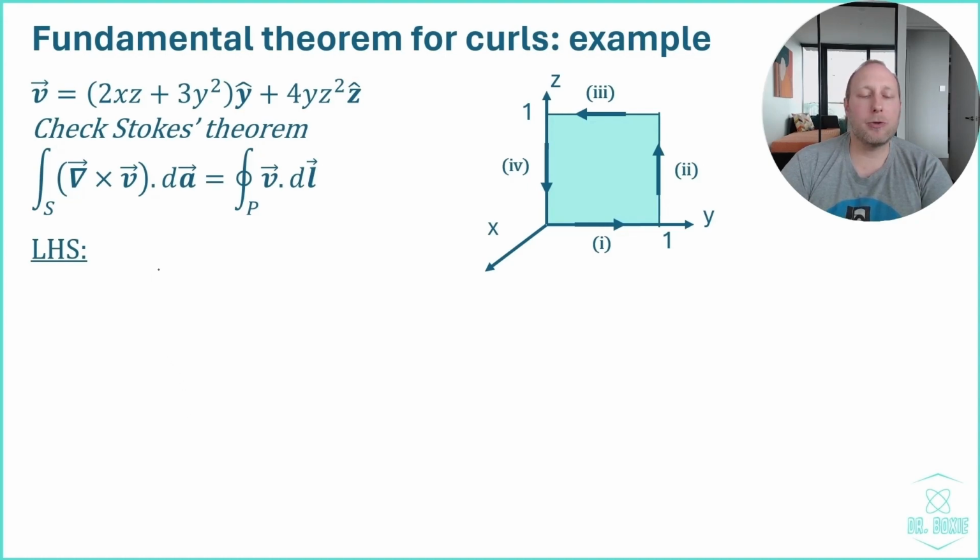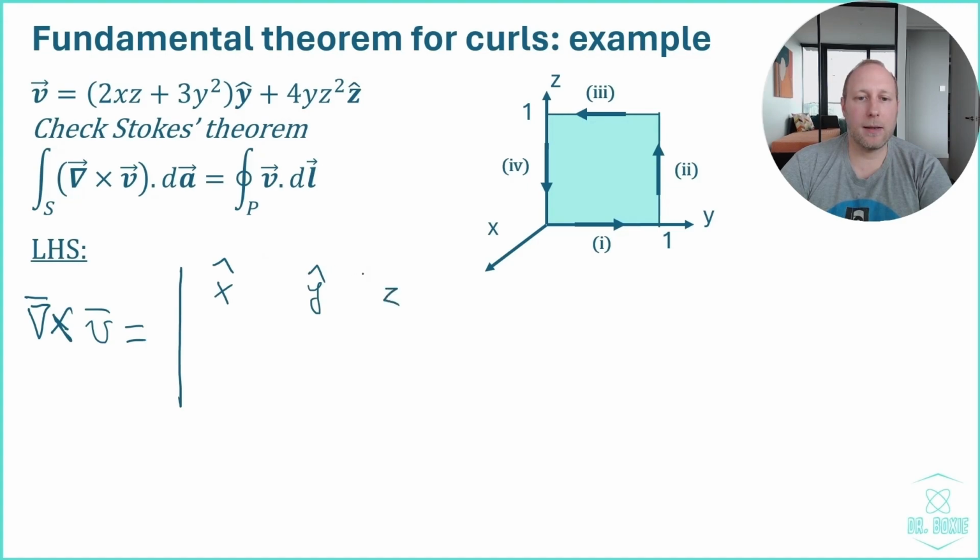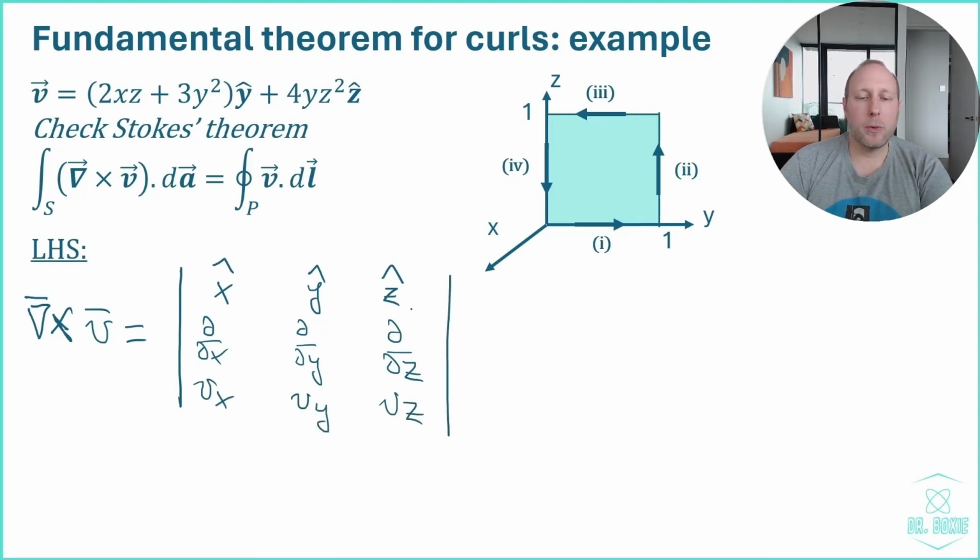Now, first of all, we need to calculate the curl of V. So remember that the curl of a vector field can be calculated using a determinant. Specifically, the first row will be the unit vectors x hat, y hat, z hat. The second row are the components of the del operator, which are d/dx, d/dy, and d/dz. And the third row are the components of V, Vx, Vy, Vz. So what do we get?